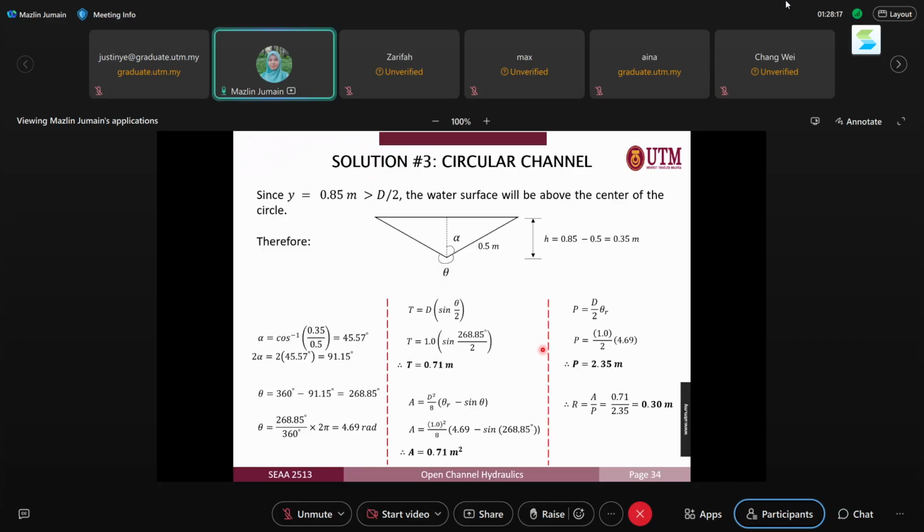And then next, for the flow area, so this is the equation, D square over 8 times theta r, which is in radian, minus sine theta in degree. So this one you already calculate here in radian. So 4.69 minus sine theta, which is in degree, 268.85. Then we'll get A, the flow area for the channel, equal to 0.71 meters square.